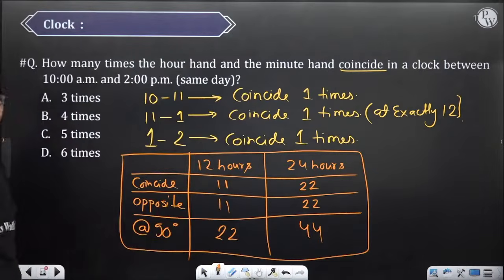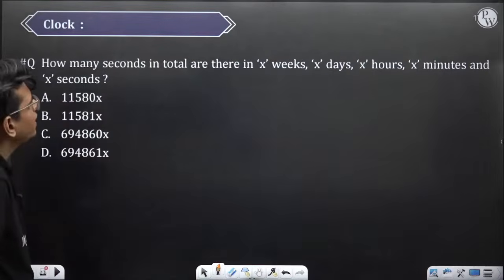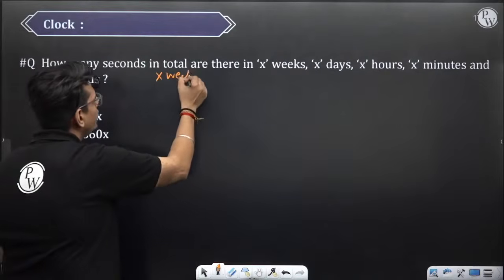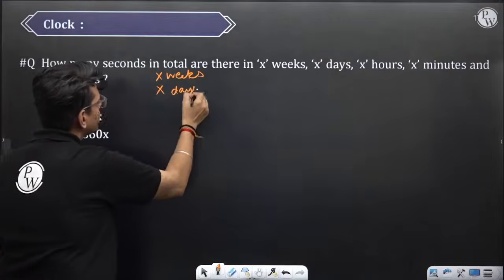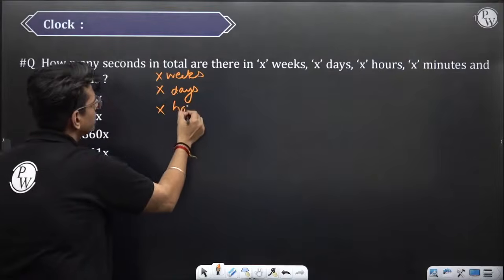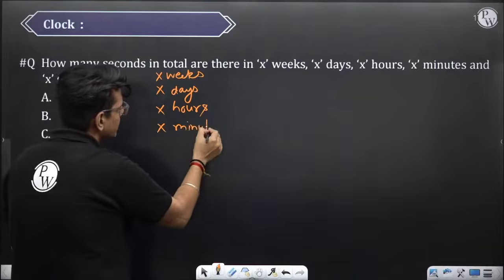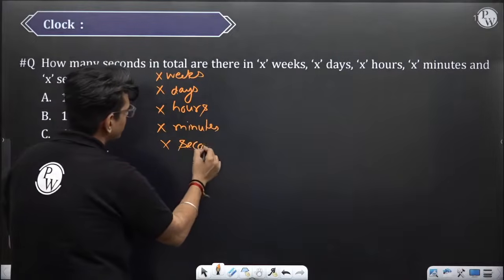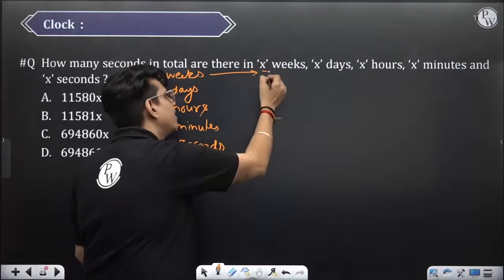Okay. All right. Let's look at another question now. How many seconds in total are there in X weeks? X weeks, then X days, then X hours, then X minutes, then X seconds. Okay. In a week there are 7 days.